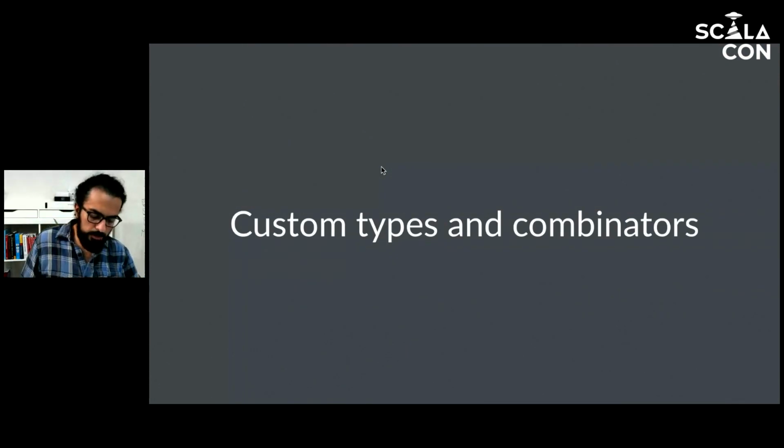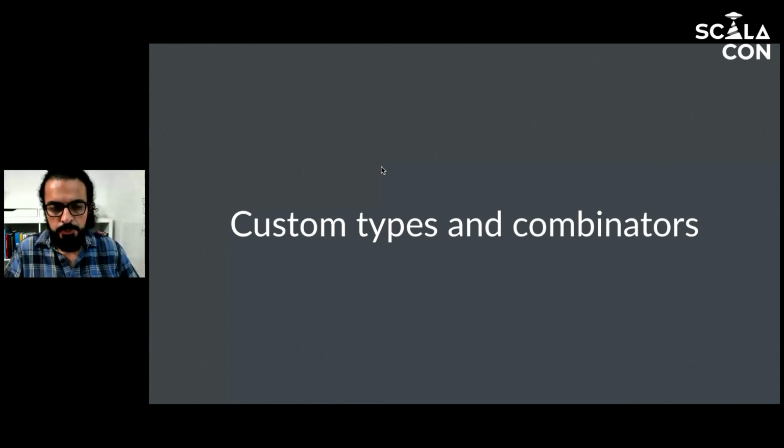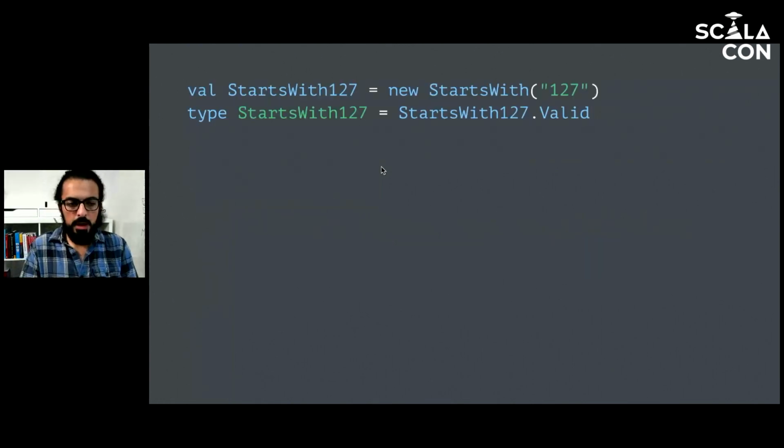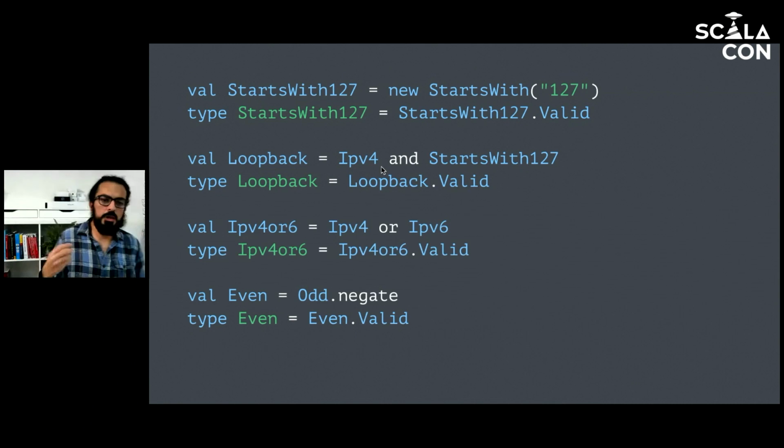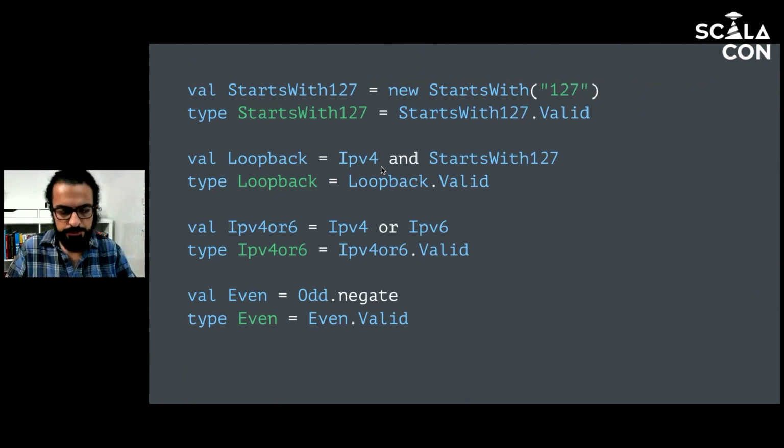All right, we have now finished multiple implementations, multiple ways of validating types. Let's talk about the cool feature of combining types, using the and and the or combinators. The example was something like this: we have a type of strings that start with 127. Then we want to build a loopback type that is both IPv4 and starts with 127.